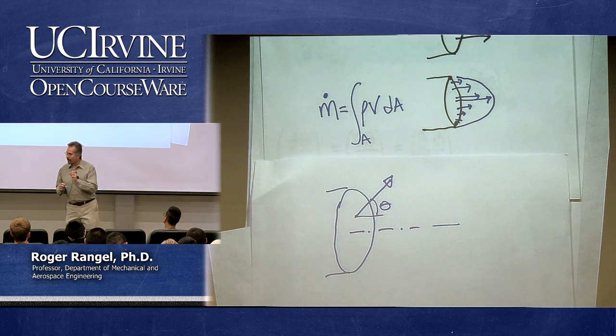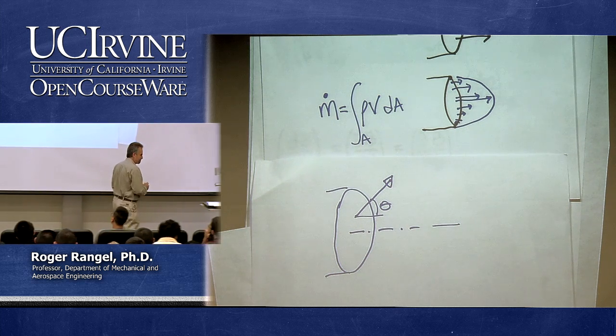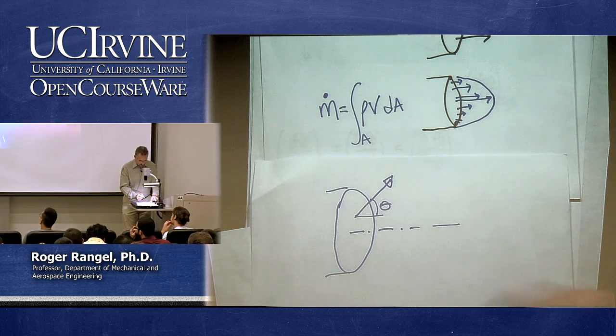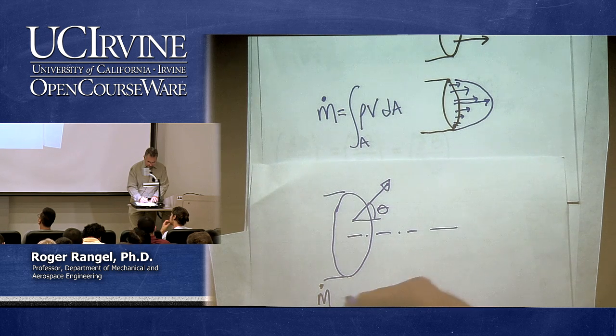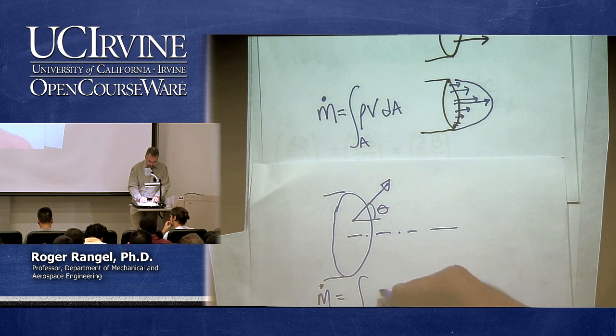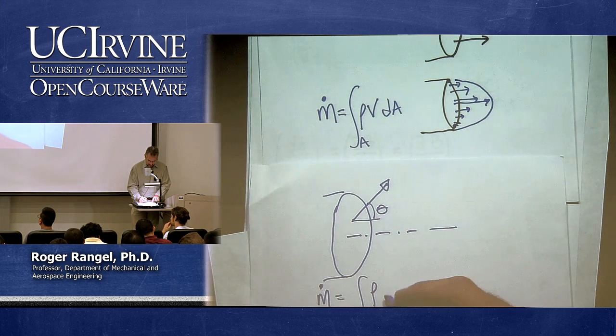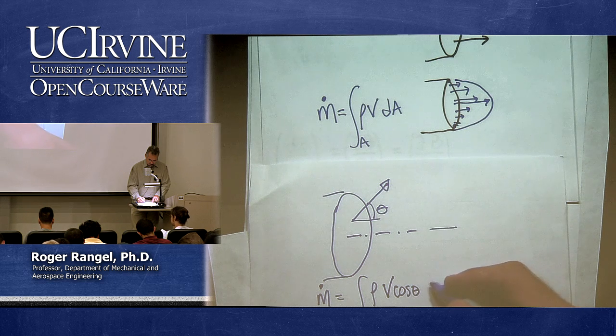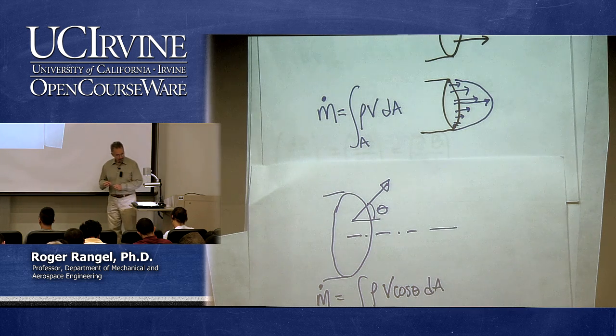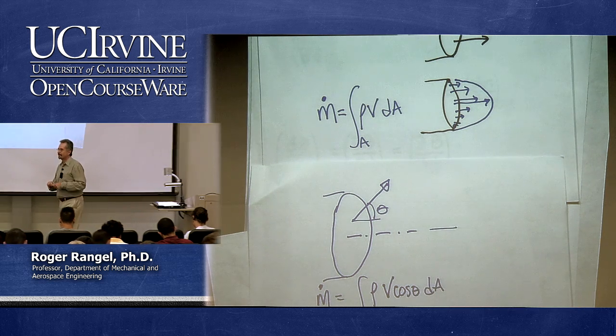You have to multiply the velocity by a cosine theta. So you have to say, whoops, I have to do m dot is integral over the area, rho, if that's one of the sections that we were talking about. It's not V, but it's actually V cosine theta dA. That's the mass flow rate. All right.